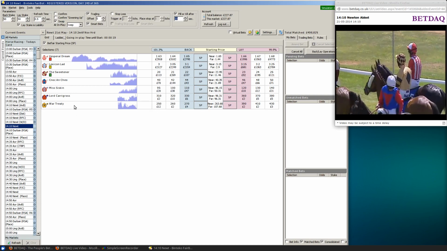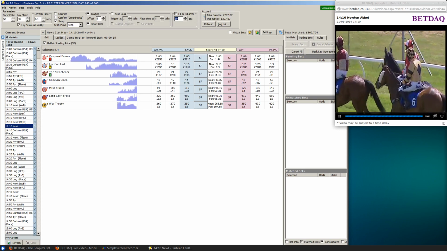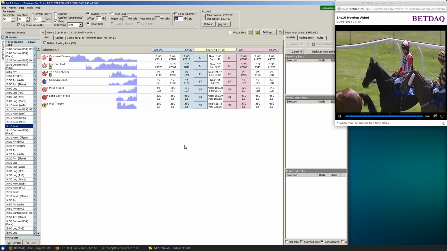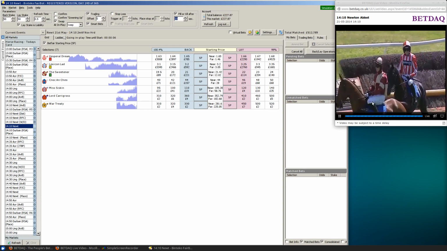So the first guy we'll need to really pay attention to is a short price favourite, Vesperal Dream. So that's him there, and Lexicon Lad. They're the 2 short ones, and that's the third favourite. Where is he?